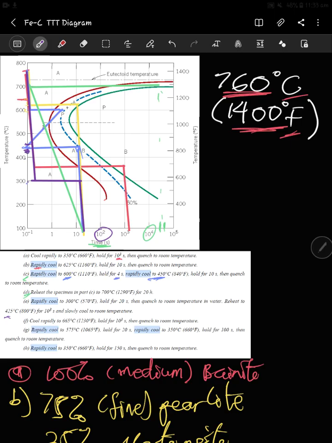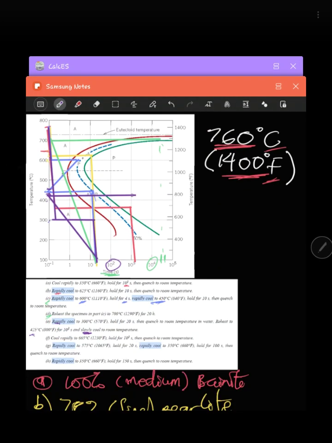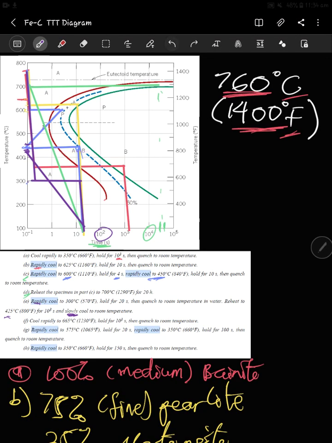And then we hold for 10 to the power 3 seconds. Slowly and rapidly are different, remember this. For 10 to the power 3 seconds, 10 to the power 3 is about here. Let's make this clear. The time is very important.